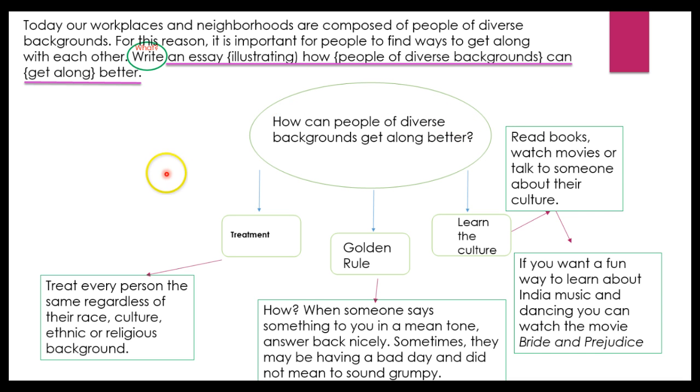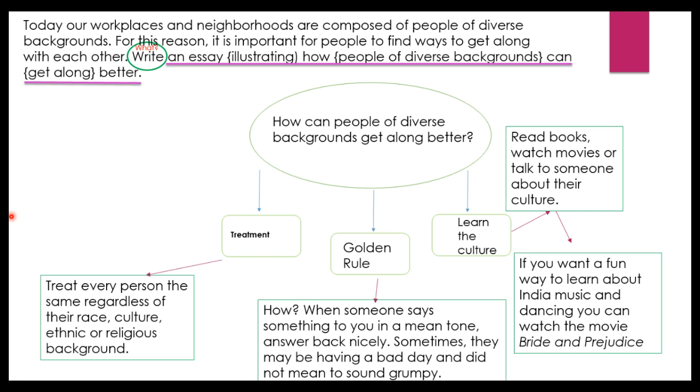See, here I chose to do 3 answers to my question. You should always try to have 3 main points in your essay in response to the essay prompt. This will give you enough information for a 5-paragraph essay with no problems. I chose treatment, golden rule, and learn the culture as my 3 answers to my main question.